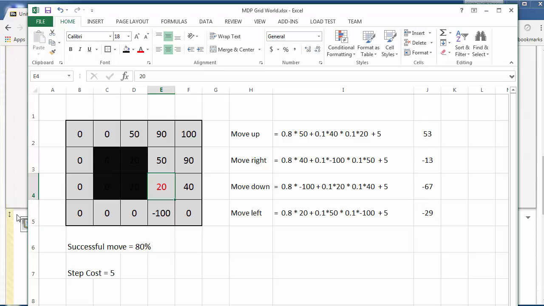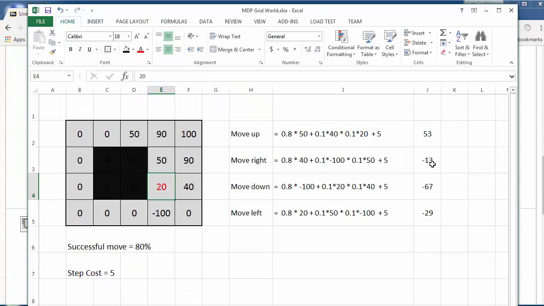And now what we want to do is find the maximum of all the possible moves. So which one of these is largest? Well, most of them are negative. This is the largest, 53. So we would update this with 53. And we'd also keep track of the policies, that the highest move was going up at this point. So we'd remember going up is what we had to do to get that policy.